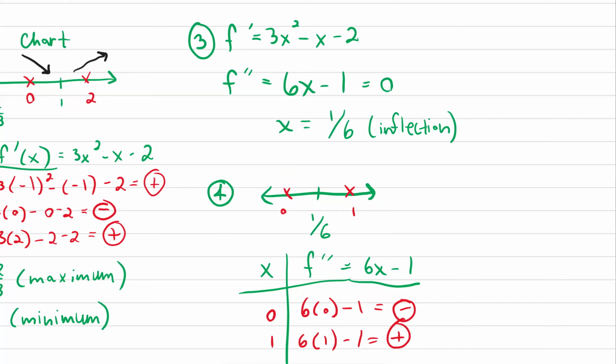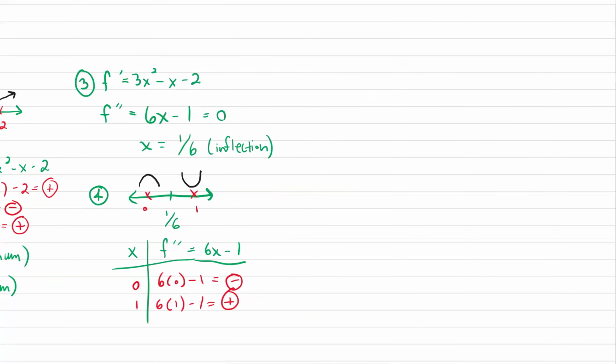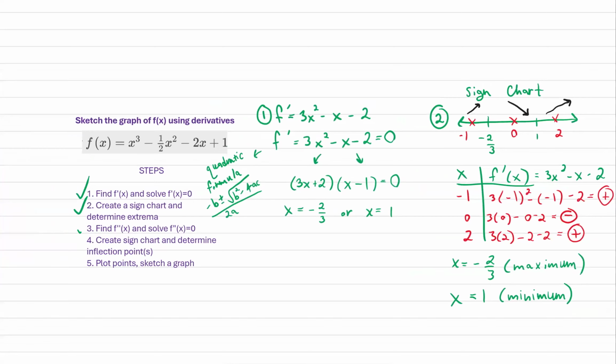So now how I indicate these signs on this sign chart is negative for a concave down shape, positive for a concave up shape, like that. And we have almost everything we need to sketch our graph now. What we're going to do for the final step 5. Oh, forgot to do the little check. Check, check. Plot points, sketch a graph.